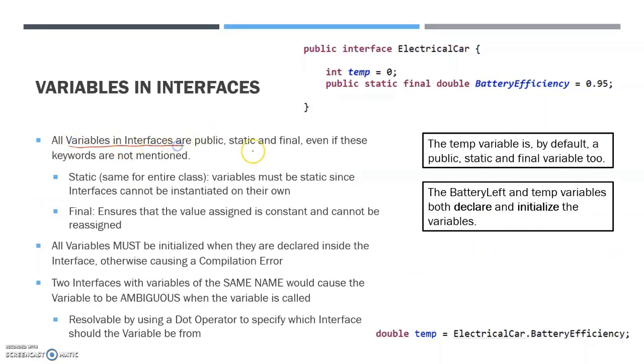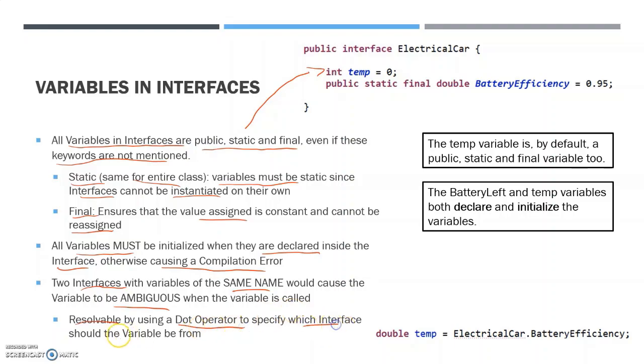All variables in interfaces are public, static, and final, even if these keywords are not mentioned. Static means the same for the entire class. Variables must be static because interfaces cannot be instantiated on their own and there are no objects. Final ensures that the value assigned is constant and cannot be reassigned. All variables must be initialized when they're declared inside the interface, otherwise causing a compilation error. Two interfaces with variables with the same name would cause the variable to be ambiguous when the variable is called. This is resolvable by using a dot operator to specify which interface the variable should be from.